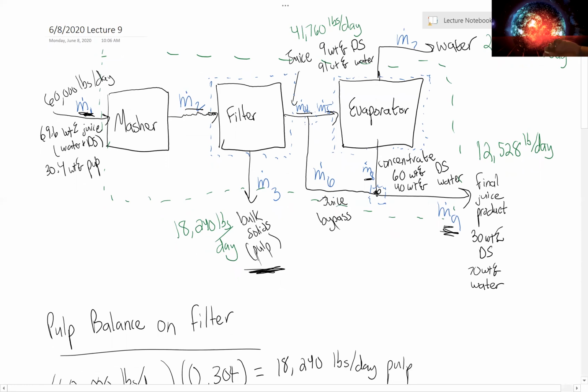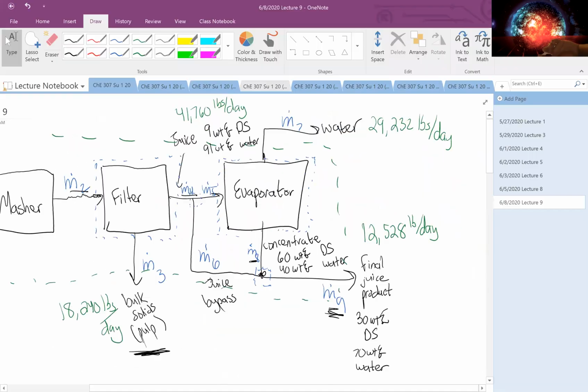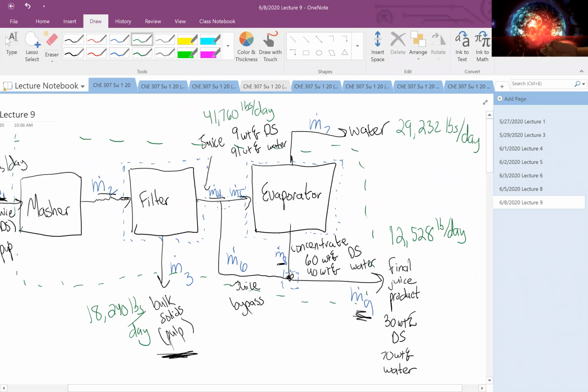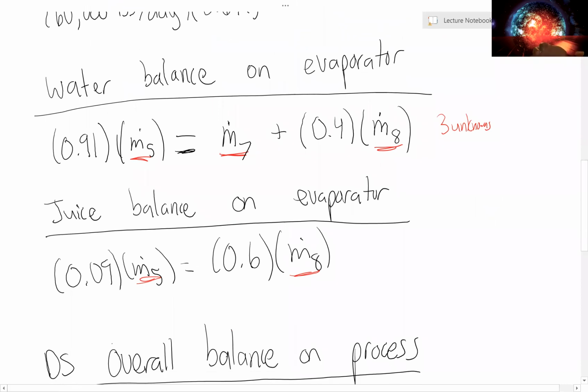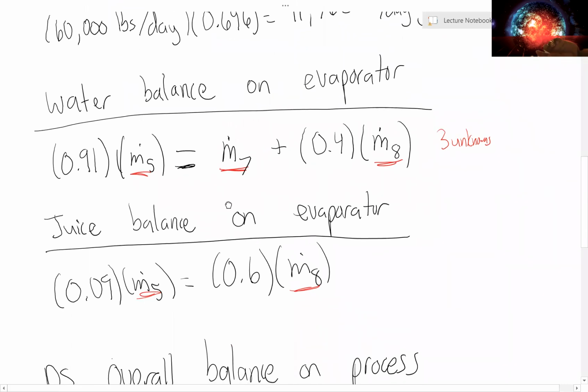So thus far, I'm able to determine 1, 2, 3, 4, 7, and 9. The flow rates that we do not have are M5, M6, and M8. So going back to my process here, I now have M7, but I don't have M5 or M8.